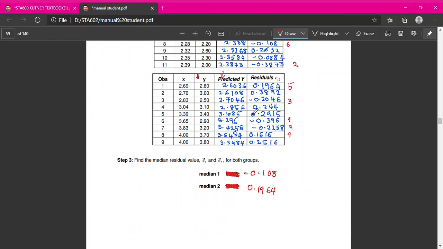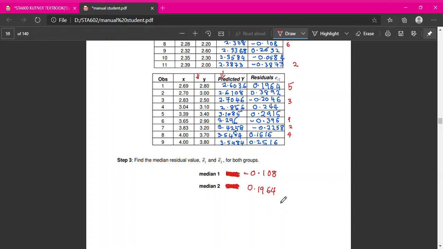Okay, sama juga the next one for the second group pun sama. You kena cari the median for the second group. Okay, here because of the observation is 9, so the median will be position yang ke-5. So the value will be 0.1964.